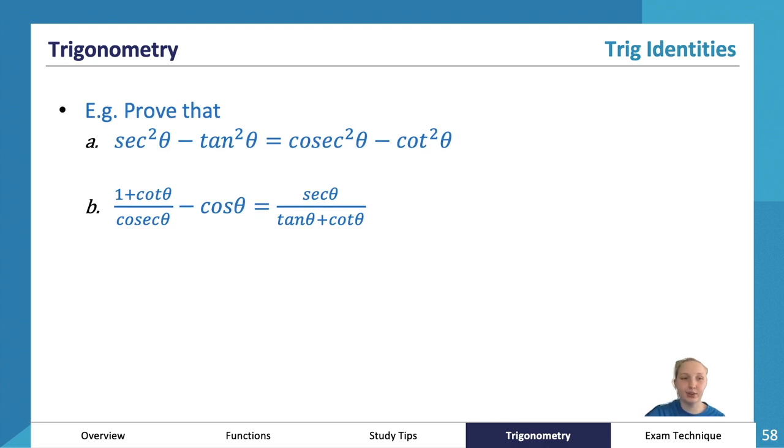So you guys have a go at these ones. Let's maybe give you guys a minute or so, have a go at part A, and then part B is tricky, so we might do part B together. So if you guys have a go at proving that sec squared theta minus tan squared theta equals cosec squared theta minus cot squared theta.